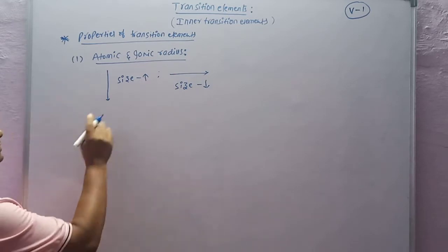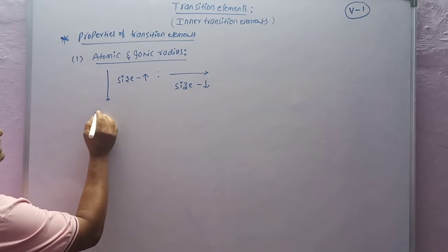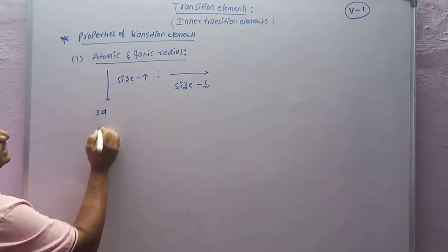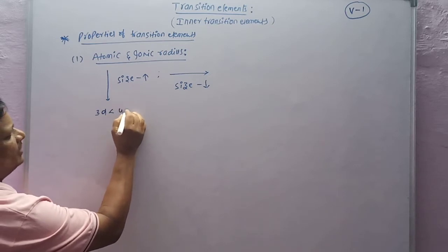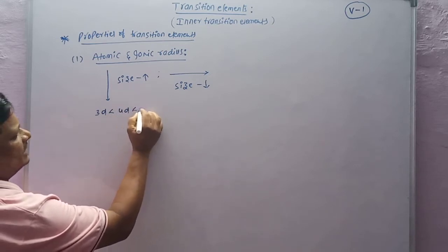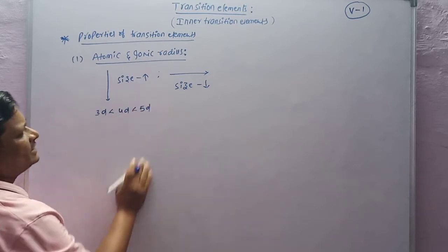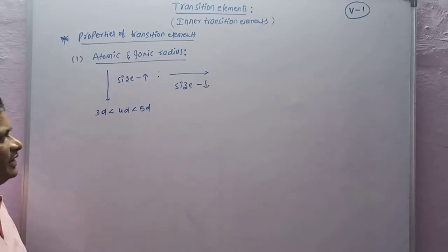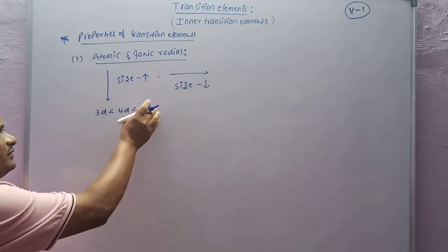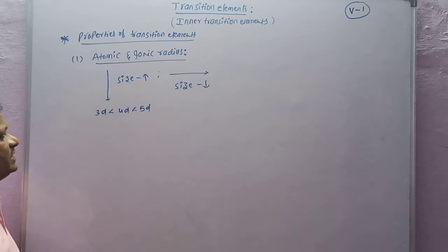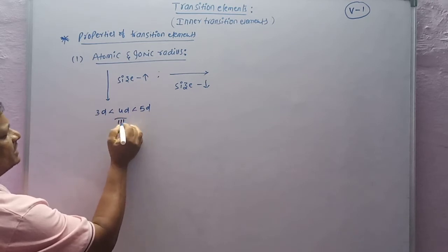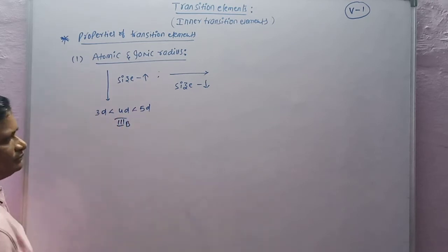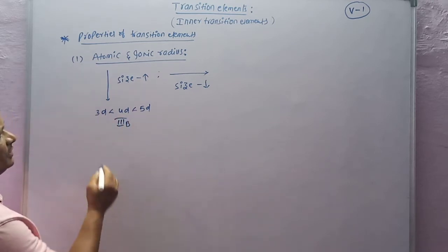Okay. So now the actual order is 3D series is less than 4D series, which is less than 5D series elements. So 5D series elements have a large size, 3D series elements have a small size. Actually, it is especially present in third B group.